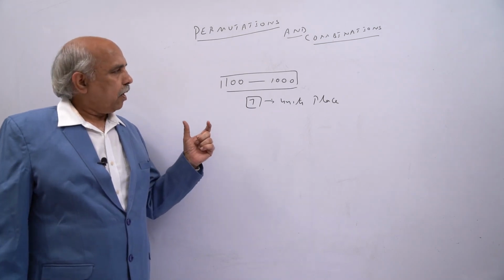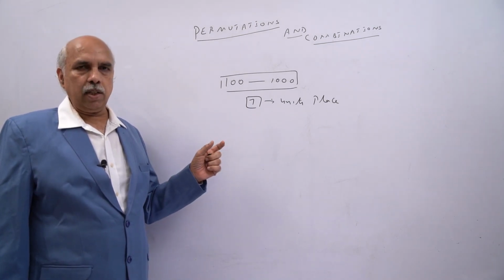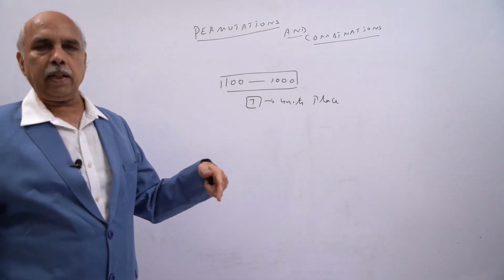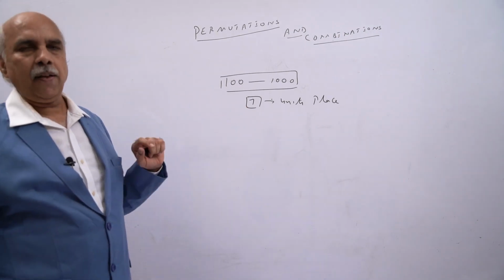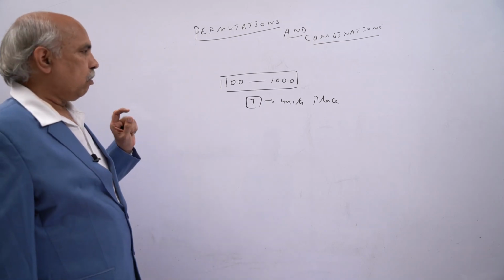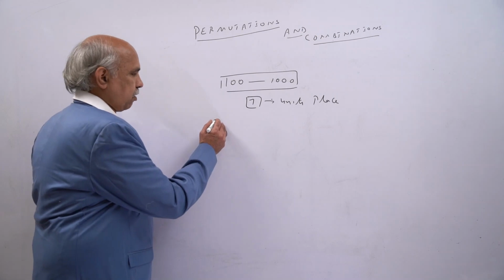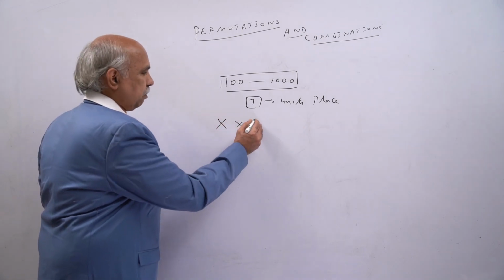Now the question is, how many numbers are there between 100 and 1000 such that there is a 7 in the units place? Instead of 7, I can have 2 also. I can have any number of questions with this particular idea. So all the numbers between 100 and 1000 that I am taking are 3-digit numbers. So I just put 3-digit numbers.